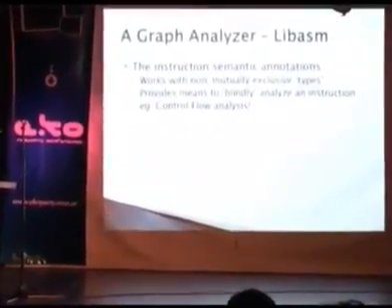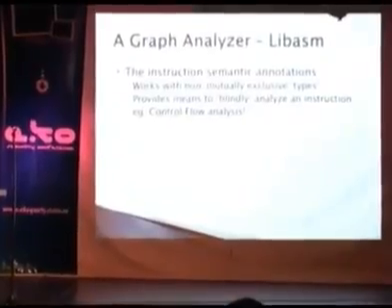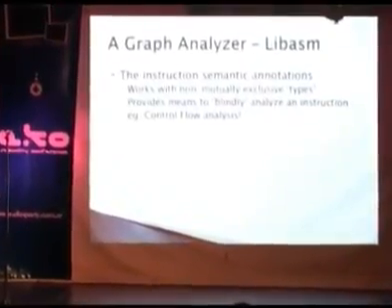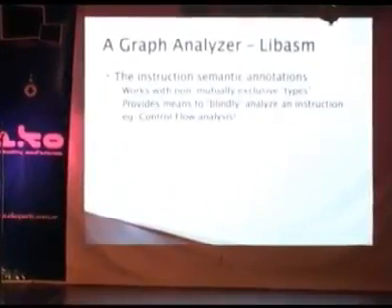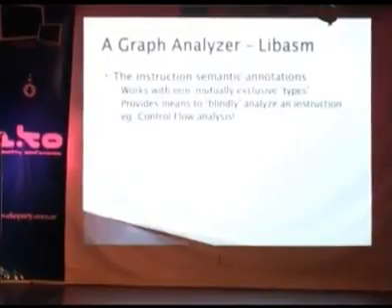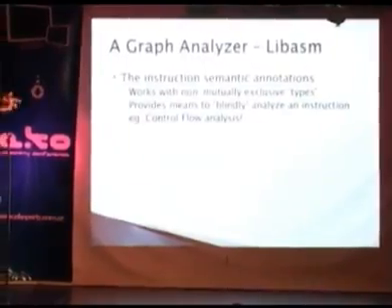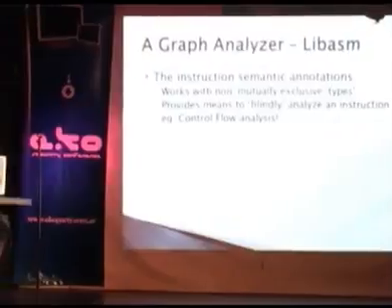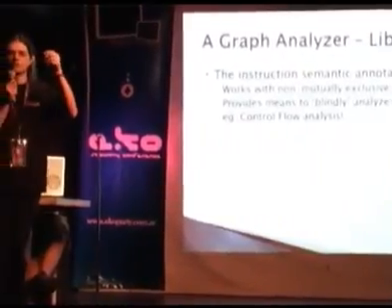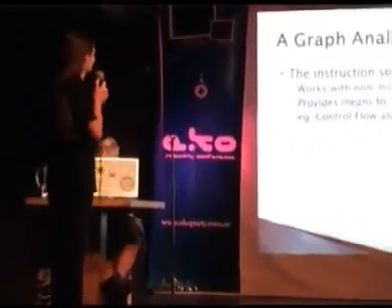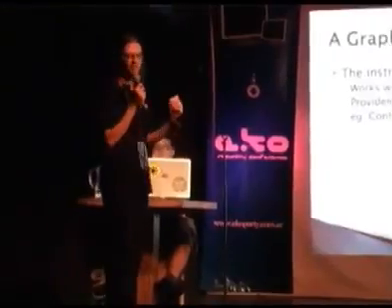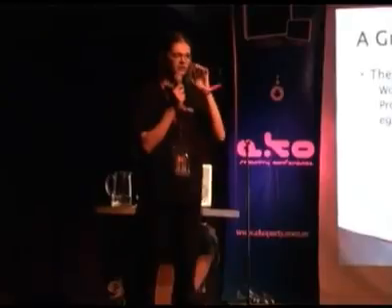So these attributes work with non-mutually exclusive types, which means that we can annotate an instruction to tell it that it is an arithmetic instruction and an instruction that changes flags, for example. So we can have multiple annotations for the same instruction. And as I said, it provides means to blindly analyze an instruction.